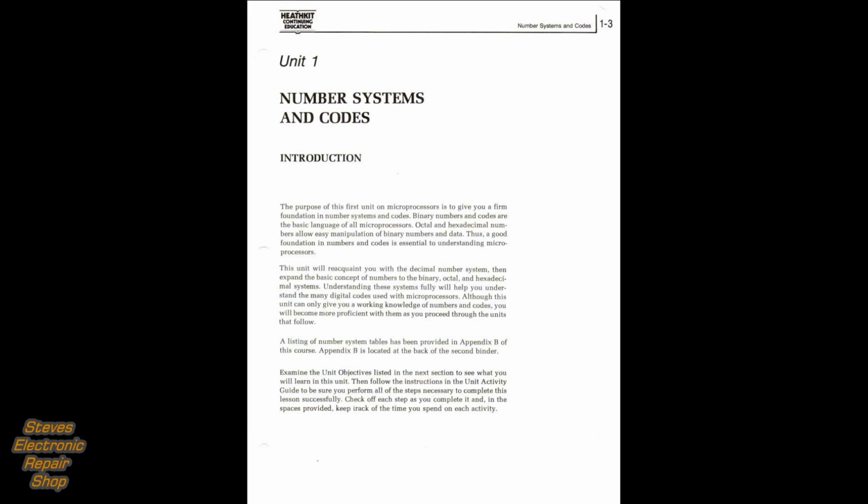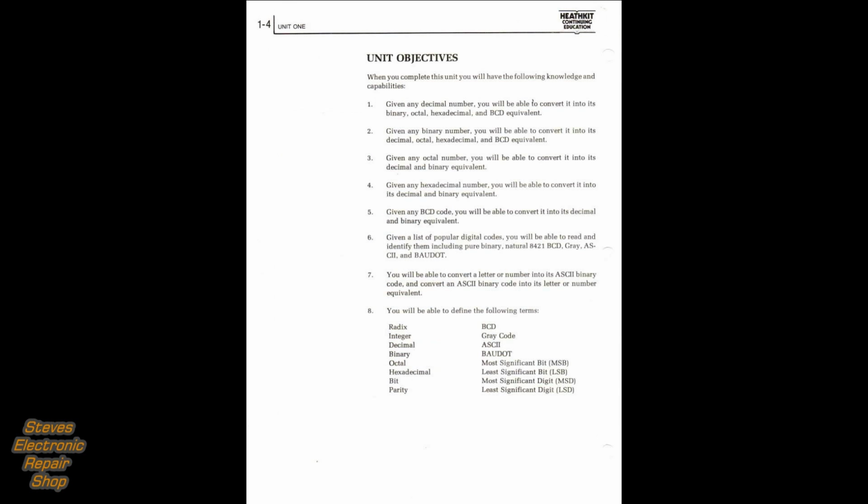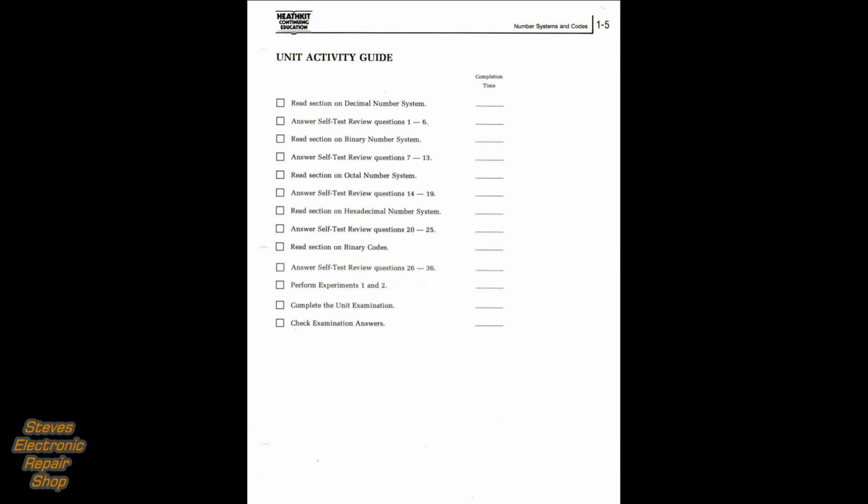Turning to page 1-3, we find a brief introduction that sets the tone for the lesson. On page 1-4, we find the unit objectives. You should refer to these objectives often during your progress through the unit. When you can perform all of the actions described here, you are ready to take the unit examination. On the facing page, we find the Unit Activity Guide. Follow the step-by-step instructions given here, and you'll get the maximum benefit from the lesson.